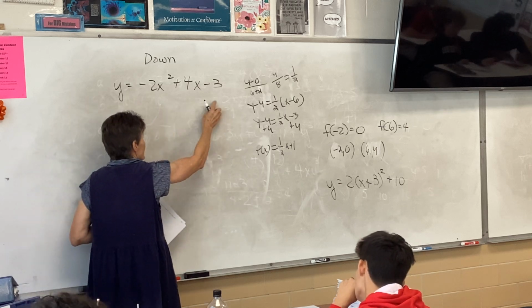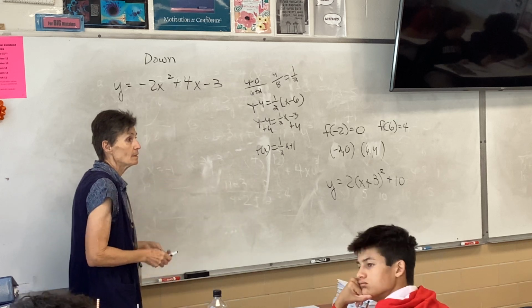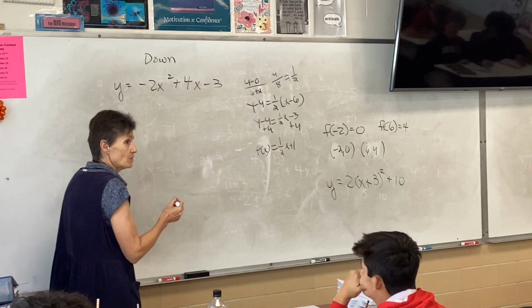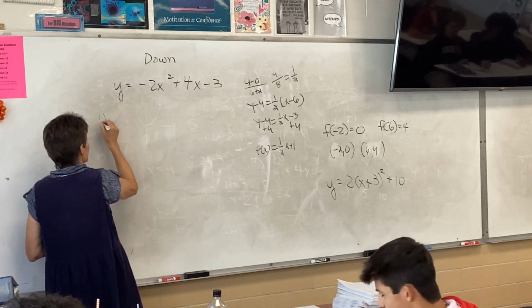I got to rewrite this equation in that form. All right? So here's how we're going to do it. First thing we're going to do is move that 3 over to the other side.